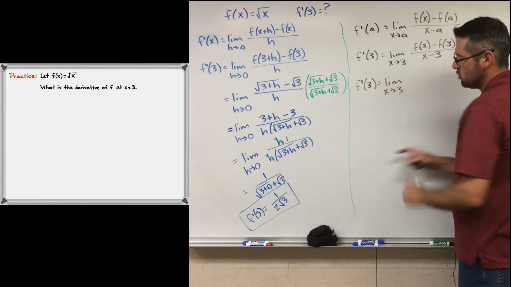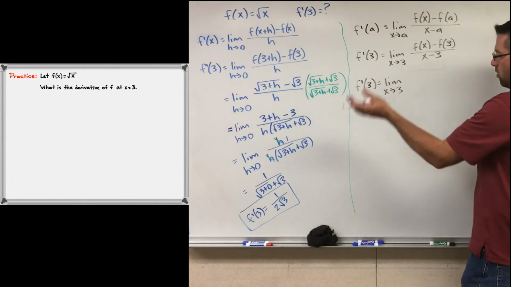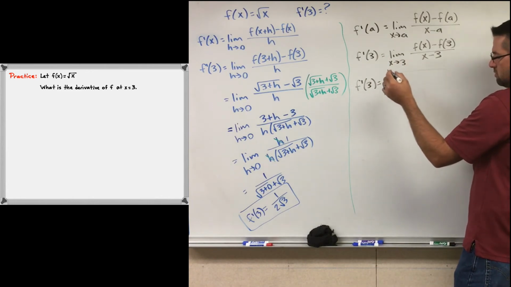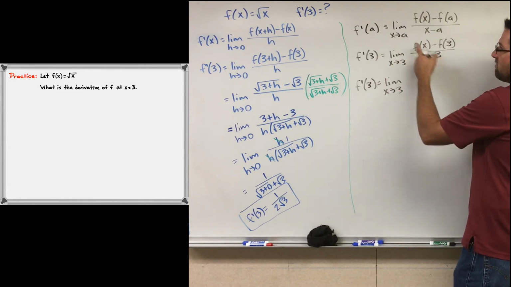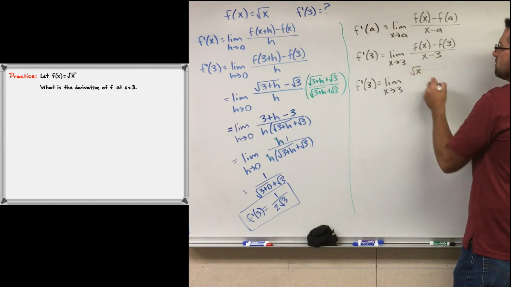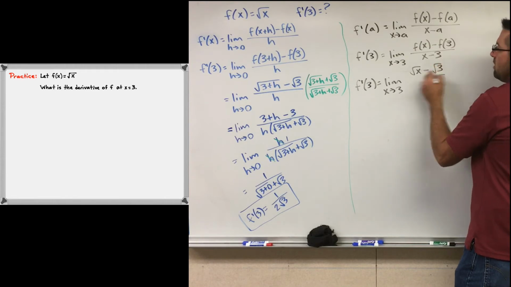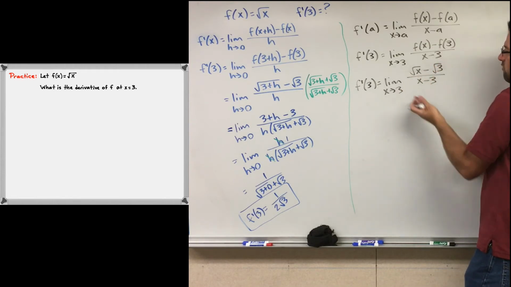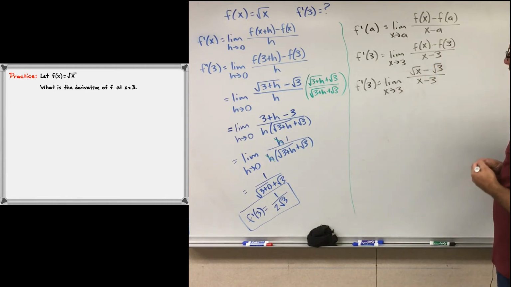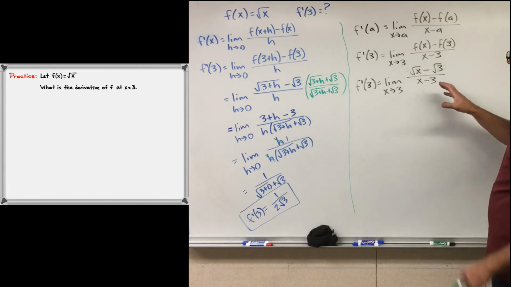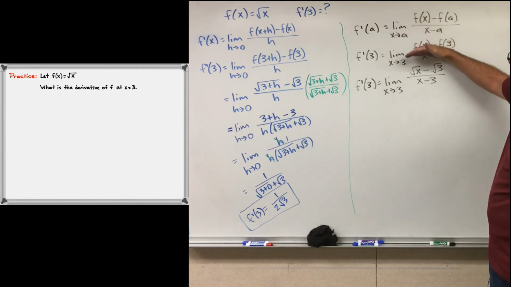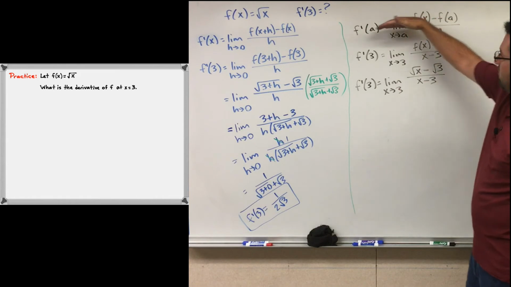And we know that the answer should be 1 over 2 rad 3, or rad 3 over 6. But what is f of x? F of x is radical x. F of 3 is radical 3, and then over x minus 3. So if we can figure out this guy, we should have the answer. And if you look at the steps here, the steps are essentially the same. You've got a step for a step, basically.